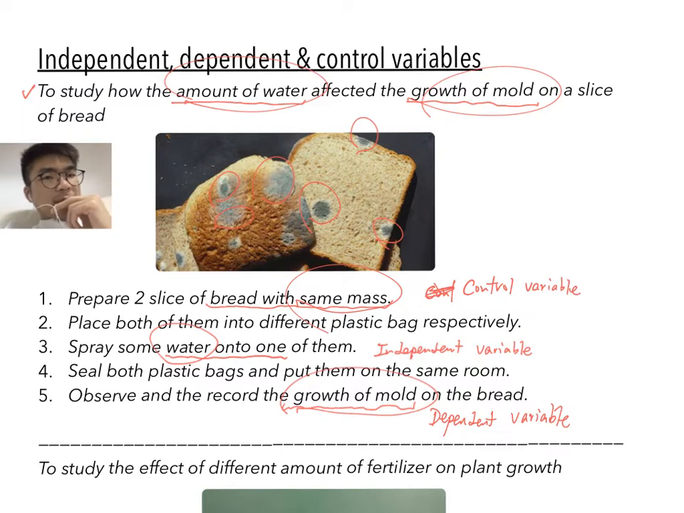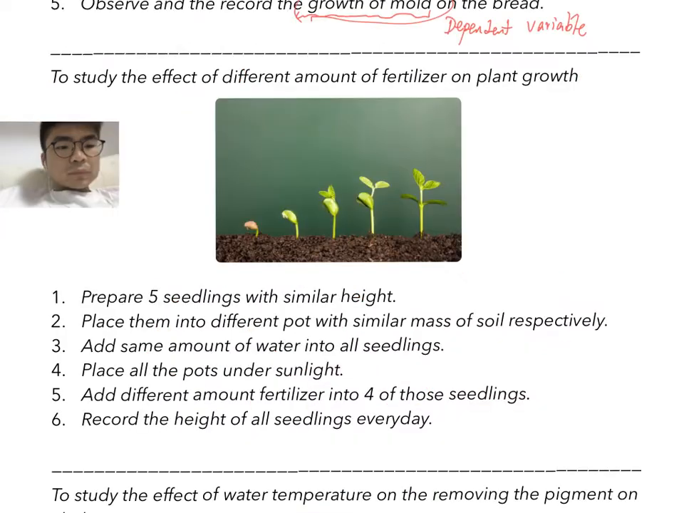Can you notice there's another control variable in this procedure? Can you see it? In fact, it's the same room. Putting them in the same room is another control variable, because we want to put them in the same condition, the same temperature, which is very important in order to make the experiment fair.